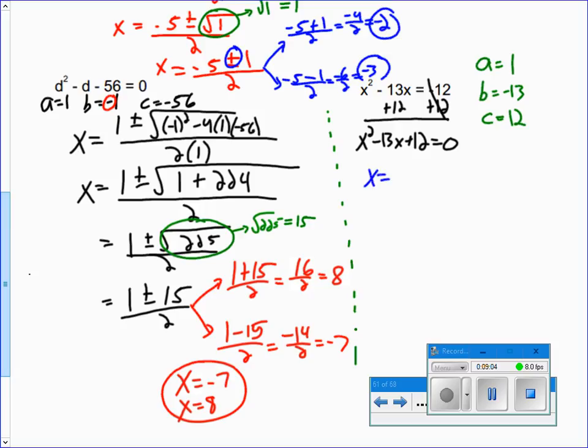So I have negative B, since B is already negative, it's going to become positive 13 plus or minus square root 13 squared minus 4 times 1 times 12 over 2 times 1. So we plug all the A's in where the A's are, B's in where the B's are, and C's in where the C's are.